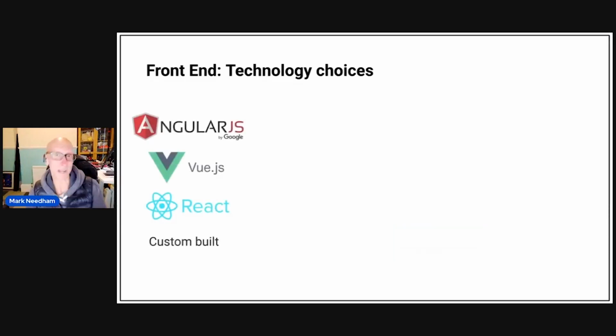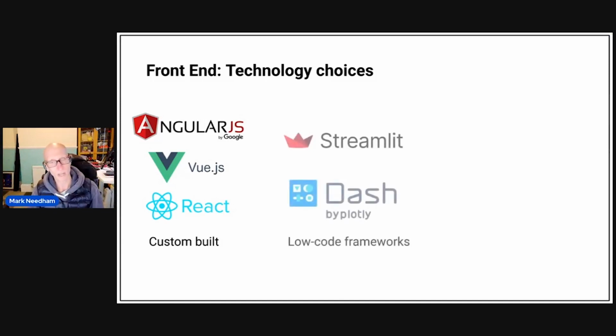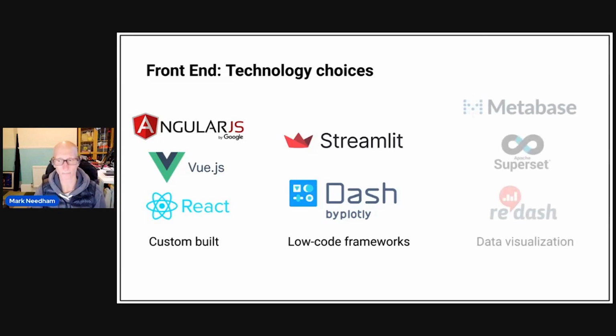So it could be we build something ourselves, right? We could just crank out the React skills or the Vue.js skills, and we're just going to build our own UI. Or perhaps we're going to use the low-code frameworks. Perhaps we don't want to do a bunch of front-end coding, so we're going to kind of automate a little bit of that. We're going to use Streamlit, or we're going to use Dash.